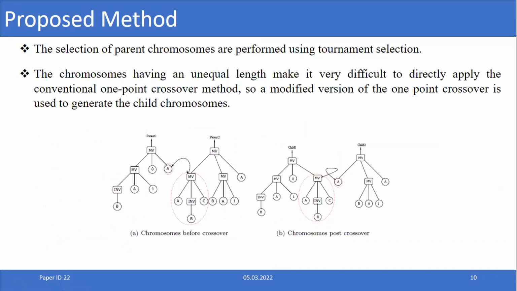Next part, in the case of selection, I have performed the tournament selection to find out the best chromosome depending on its fitness value, to do the crossover. In the case of crossover, I have used a modified version of 1-point crossover, because if I use the conventional 1-point crossover, then it may create problems, for the same logic that the inverter has 1 input and the majority voter has 3 inputs. So that's why I have used a modified version of 1-point crossover. This is one example of how crossover has been done. Suppose this one is one parent and this one is another parent. After crossover, it will look this way.